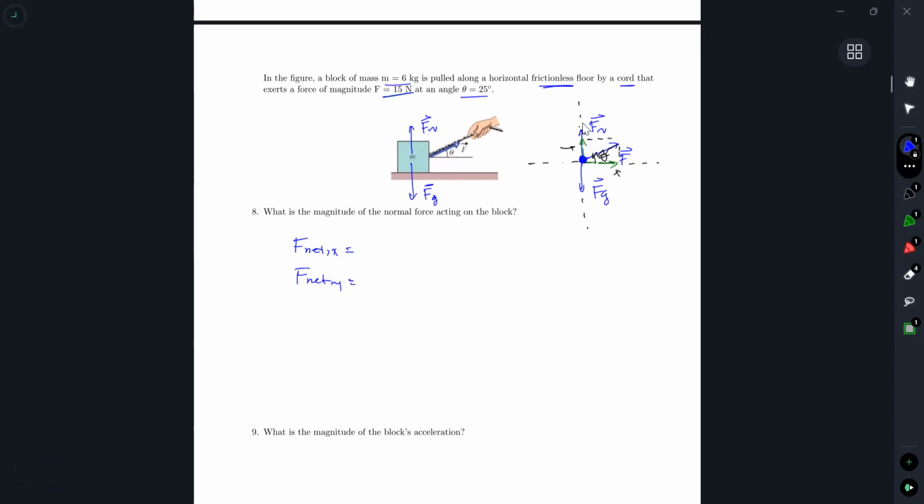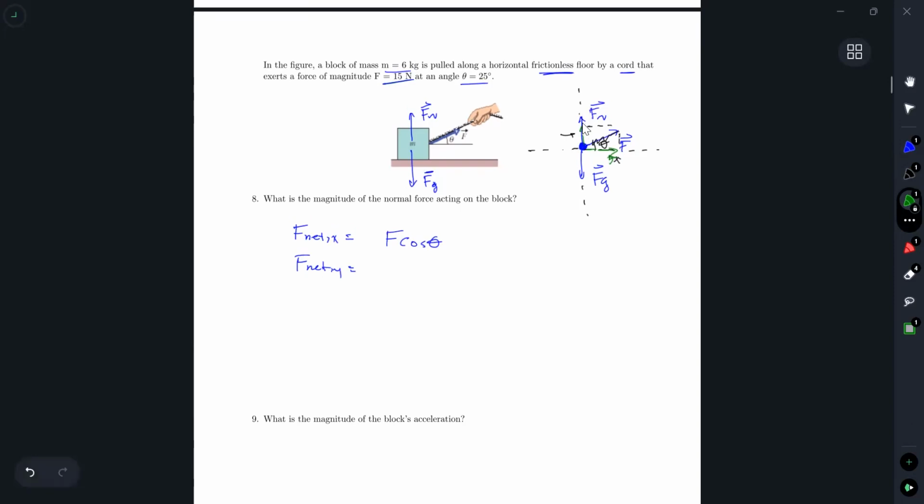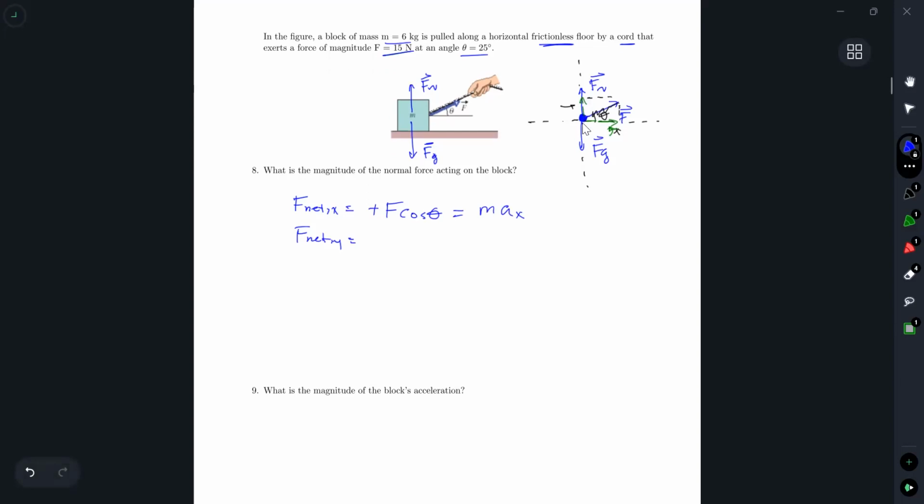In the X direction, I just have that horizontal component of the force applied by the cord. That's going to be F cosine theta because that horizontal component is adjacent to that angle theta. It's touching the angle. We can rotate our force F through that angle to get to our horizontal component. And it's to the right, so that's why it's positive. That ends up being the only horizontal force. So that is equal to the mass of the block times its horizontal acceleration. In the Y direction, we have normal force acting upward.